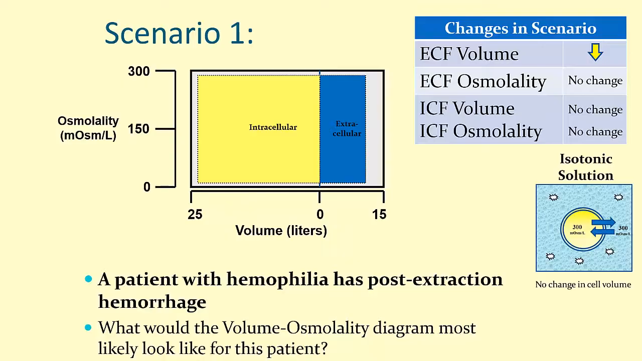Now, some very astute students have pointed out an important issue with this particular case. When there is blood loss, as during hemorrhage, there is some loss of cells, such as red blood cells and white blood cells. However, the number of cells lost would be minimal when compared to the trillions of cells in the human body. Thus, we would not expect to see any significant changes in this scenario to the intracellular compartment.